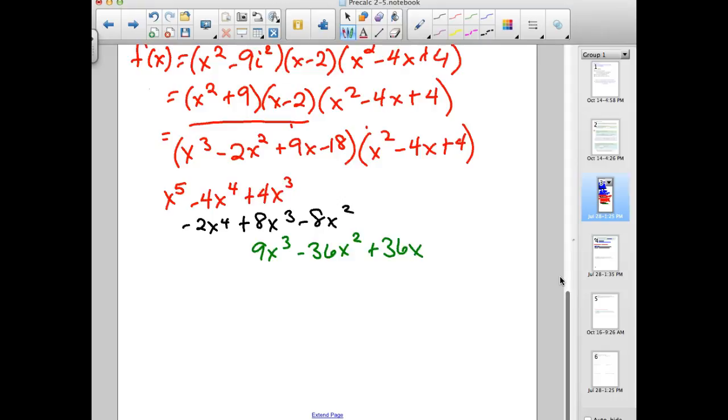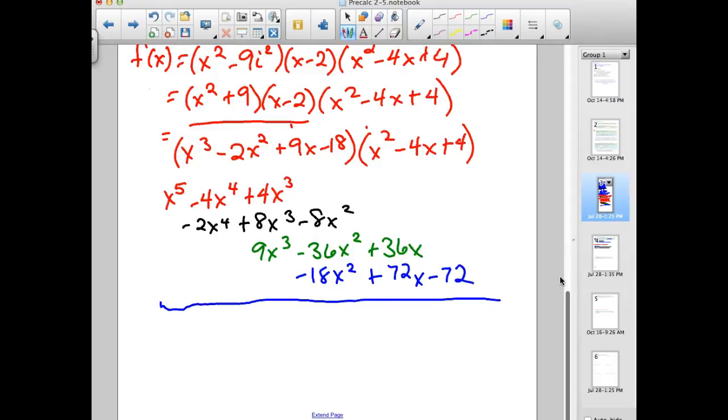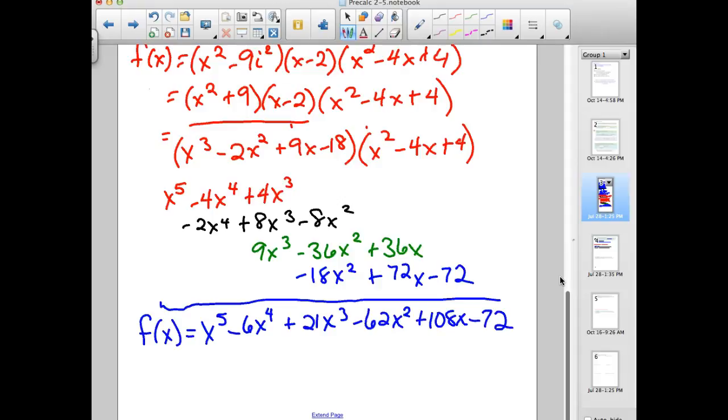And then our last term, distributing the negative 18, we've got negative 18x squared, positive 72x, minus 72. And then combining all of those terms, our polynomial f of x equals x to the fifth minus 6x to the fourth plus 21x cubed minus 62x squared plus 108x minus 72.